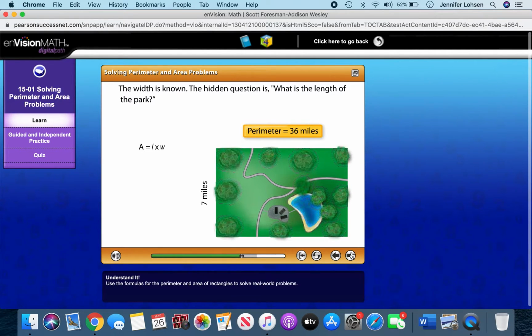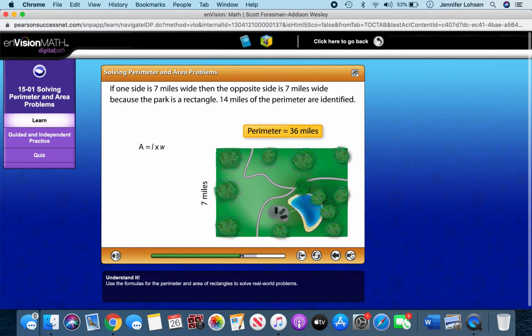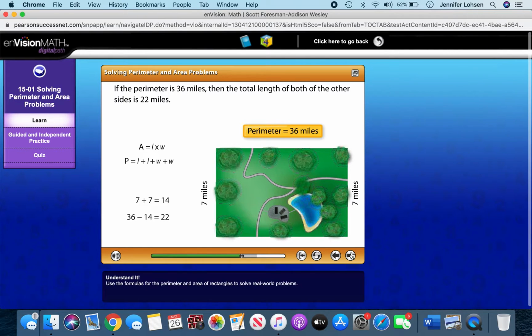The width is known. The hidden question is, what is the length of the park? If one side is 7 miles wide, then the opposite side is 7 miles wide because the park is a rectangle. 14 miles of the perimeter are identified. The formula for perimeter is length plus width plus width. If the perimeter is 36 miles, then the total length of both of the other sides is 22 miles. Since the park is a rectangle, each side has to be the same length. So each of the other sides is 11 miles long.